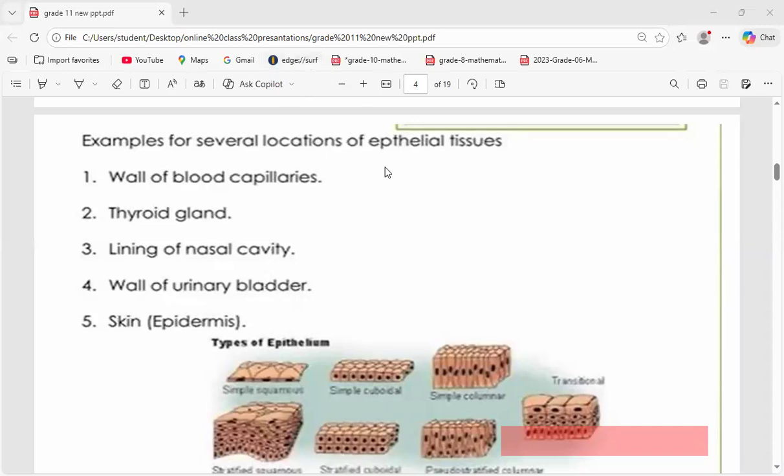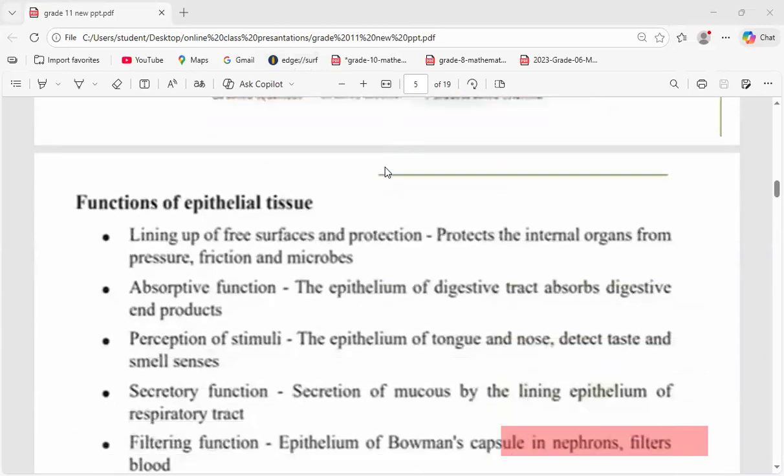Have you finished writing? Yeah, madam. Okay. Now we'll see the functions of epithelial tissue.